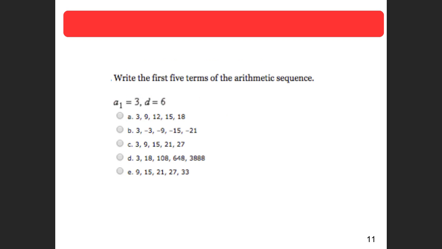All right, write the first 5 terms of the arithmetic sequence. Okay, so this time they don't give me a sequence. They give me the first term, but they also give me the distance between terms. So I don't even have to write out a formula for it. I know the first term is 3, and I know the distance is 6, so it always goes up by 6. So 3, 9, 15, 21, 27. I could keep going on and on. So 3, 9, 15, 21, 27. I'm going to go with letter C there.